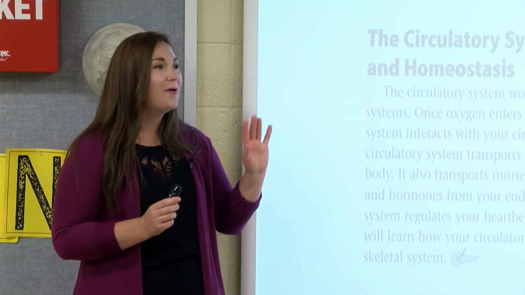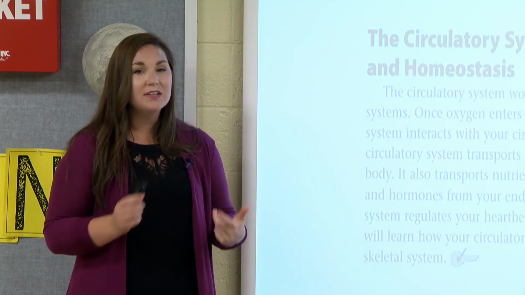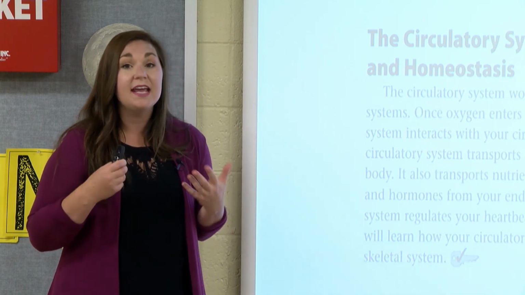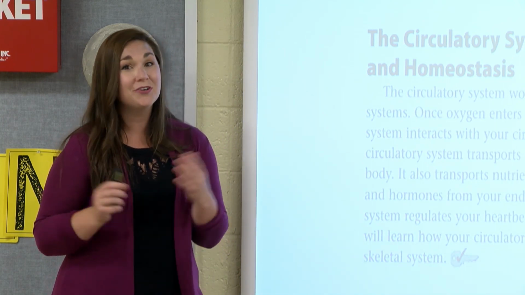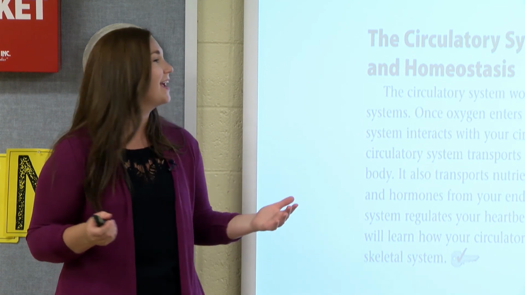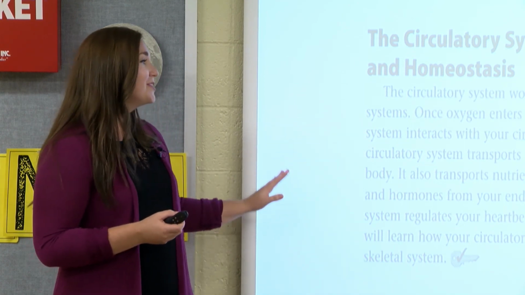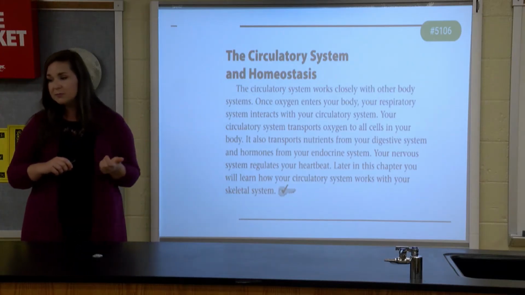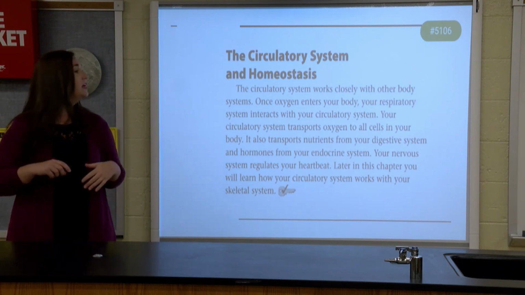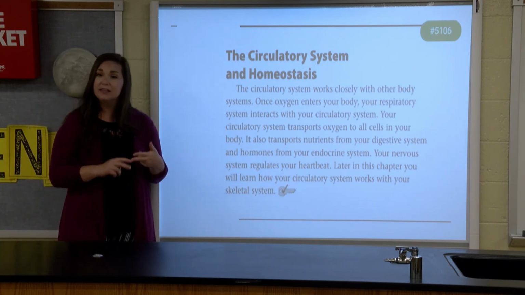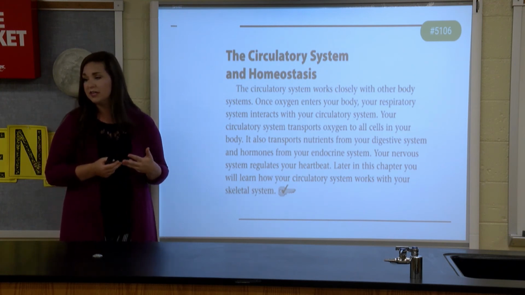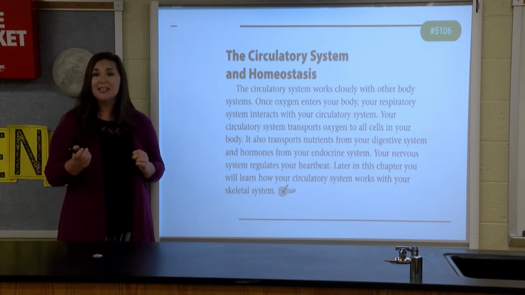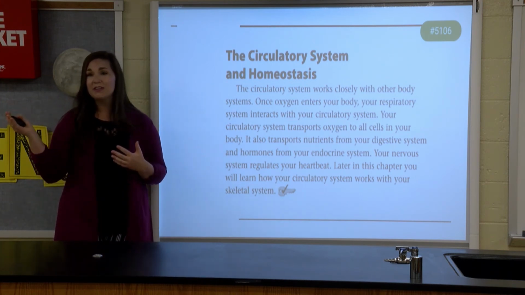All right, last part of what we've talked about every single time for every body system is homeostasis, and that's simply your body being able to stay in a stable condition. That's good because that means you don't have to worry about most of the things that you do throughout the day. The circulatory system works with the other body systems. Once oxygen enters your body, the respiratory system interacts with your circulatory system in order to make sure that you're breathing properly, getting the oxygen you need, getting rid of carbon dioxide that you don't need, etc. It also transports nutrients from your digestive system. So the blood vessels absorb and take nutrients to where they need to go as well.